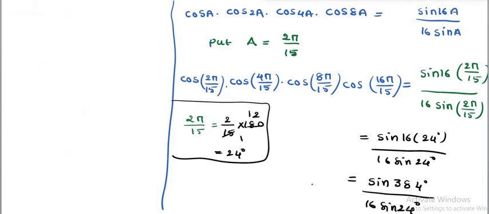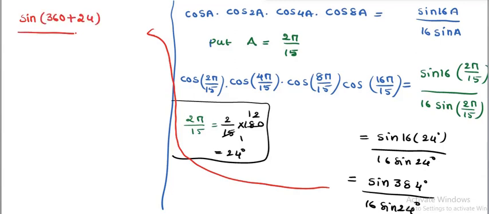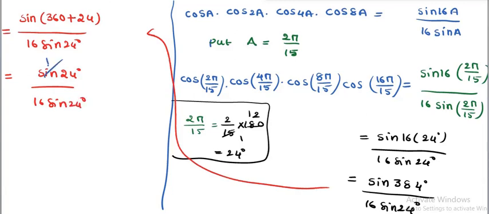Okay, next step. Sin 384, I will write 360 plus 24 by 16 sin 24. Sin of 360 plus theta, first coordinate, directly write sin 24 by 16 sin 24. Sin 24 and sin 24 cancel. Final answer 1 by 16. Okay, write down. Next problem.